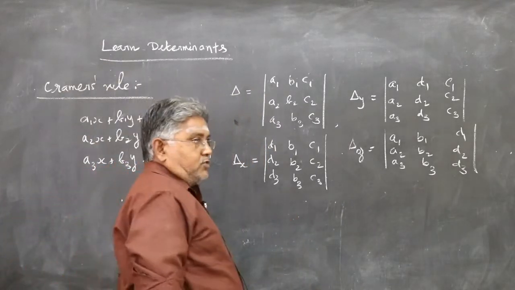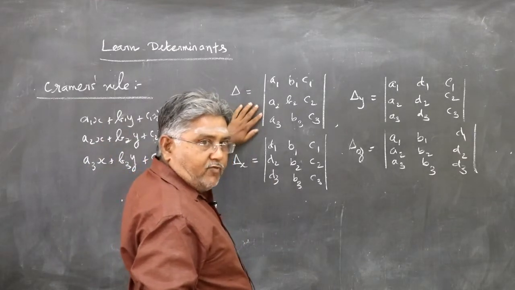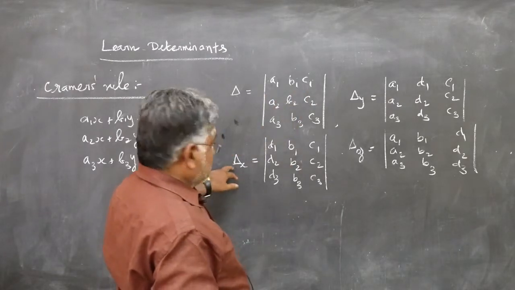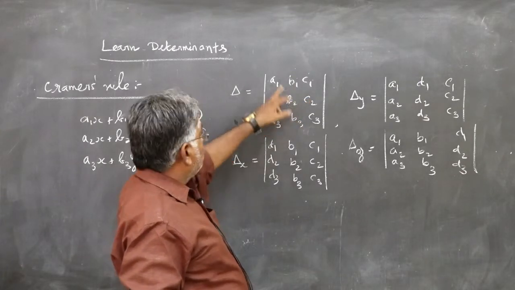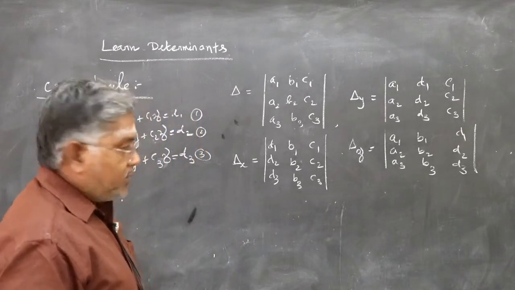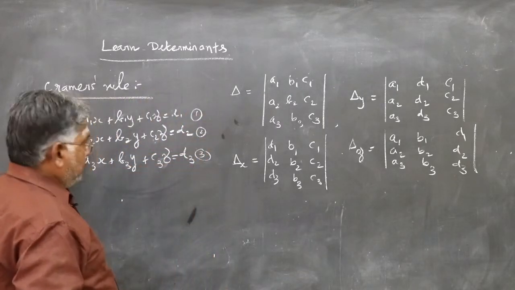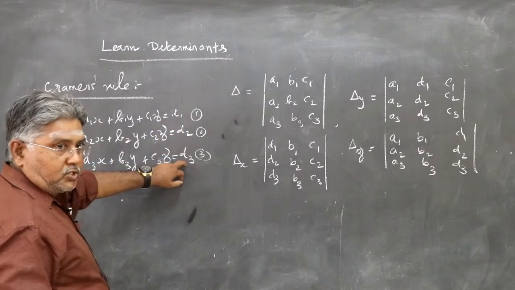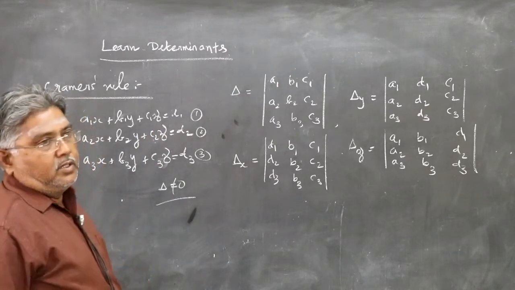How do you get the determinants? First determinant is simply the coefficients of x, y and z forming the elements of the determinant. Delta sub x will be same as determinant delta, in which the first column is replaced by the constants which are there on the right side. The system of linear equations is called a non-homogeneous system because you have d1, d2, d3. If you have 0, 0, 0, you call it a homogeneous system of linear equations. This is a non-homogeneous system of linear equations.